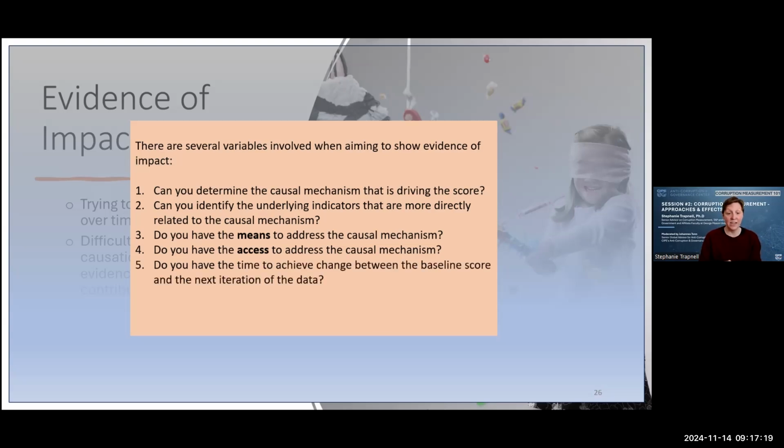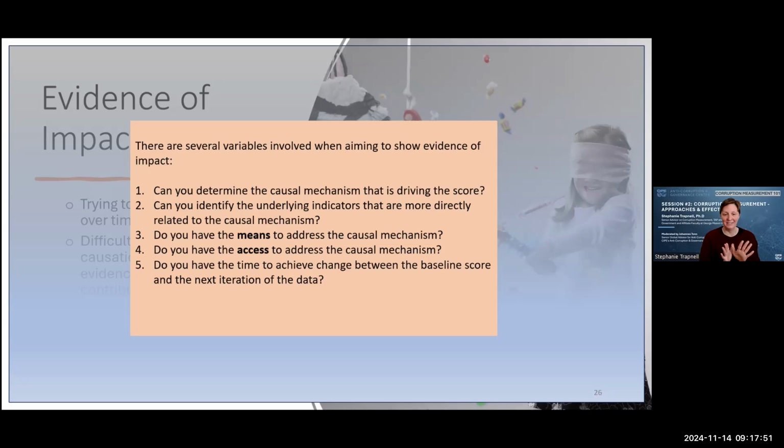And then, number 5: do you have the time to achieve change between the baseline score and the next iteration of the data? Change takes time. Unless it's a really easy change, like the procurement data is not being released and we can now release the procurement data, that sort of thing, and it's not a hot topic like defense purchases or security purchases. It's like health data or education data, for example, which may not be as controversial as other types of data. Then maybe it's an easy thing to switch.